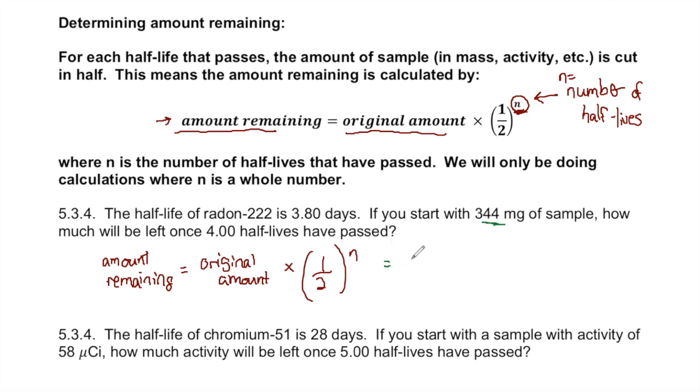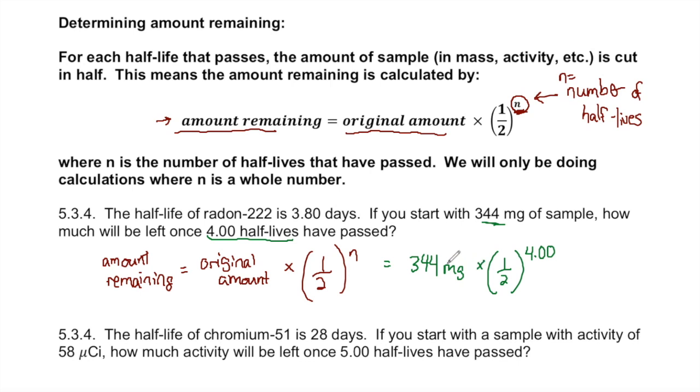It says we're starting with 344 milligrams, so we have our amount expressed in mass, milligrams. We have 344 milligrams of radon, and then we are going to multiply that by 1/2 n times. If 4 half-lives have passed, n is 4. So I kept 3 significant digits here just so that we know that we are pretty confident with the number of half-lives that have passed.